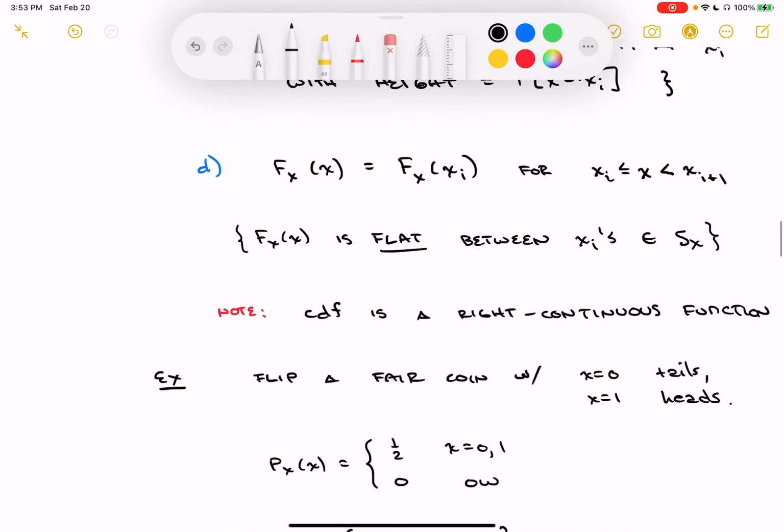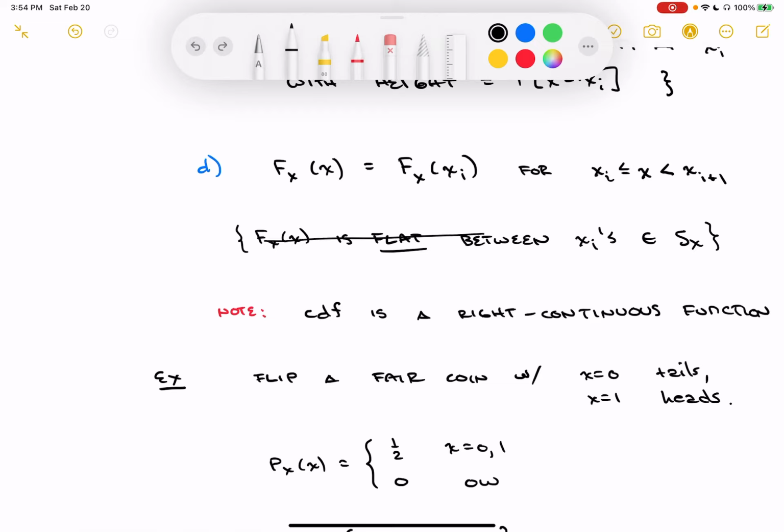Another one that we can get in here is this idea that F_X(x) is equal to F_X(xi). Now, what's the difference here? xi is a value that could occur, like on a six-sided die. That would be 1, 2, 3, 4, 5, 6. Here, an x could be any value on the real number line. So F_X(x) is equal to F_X(xi) as long as x is between xi and just before the next value that could occur, xi+1. So what does this tell us? It tells us that the CDF is flat.